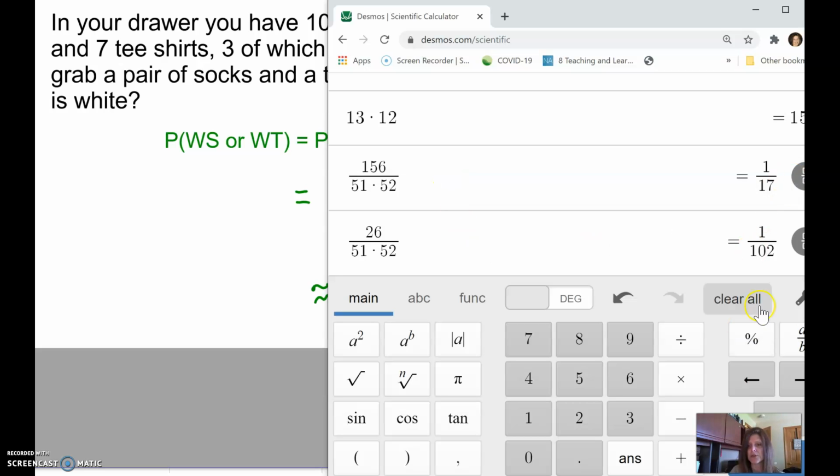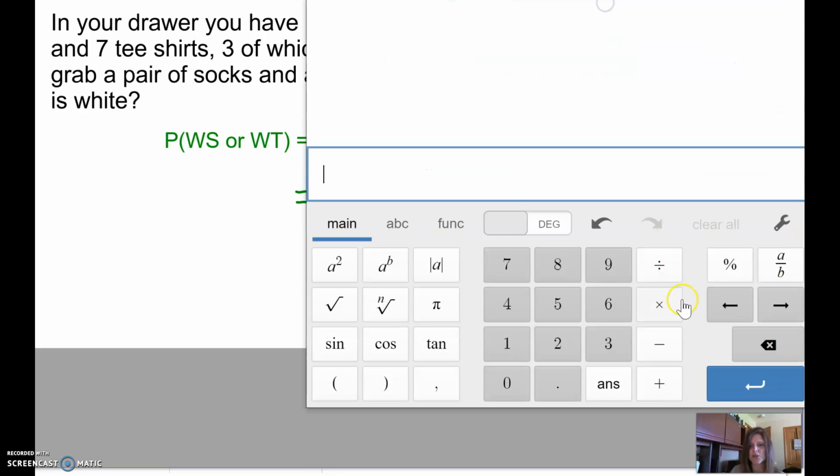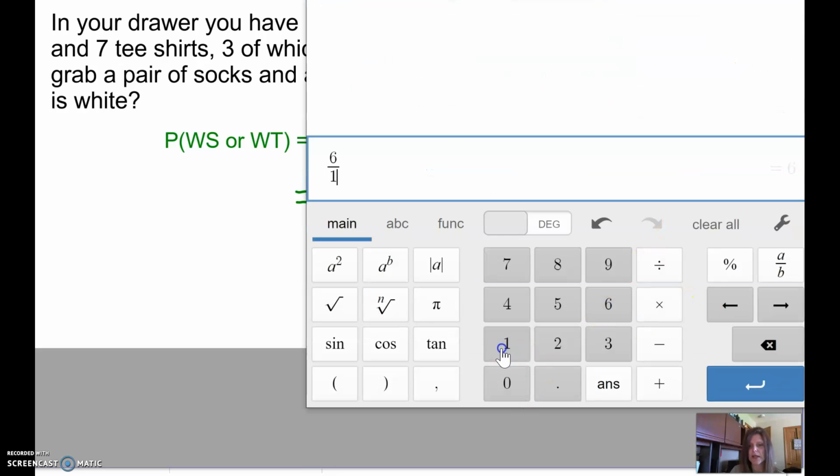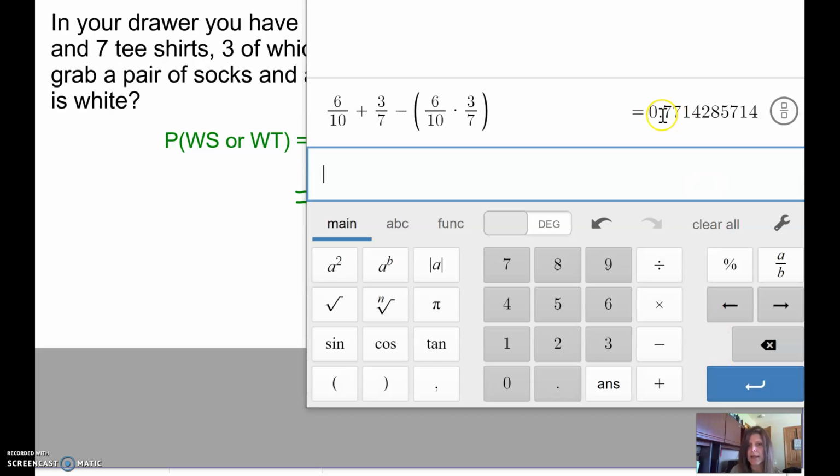Now let's go ahead and grab that calculator here and I'm going to show you how I do it. Let me clear this all out and say, all right, so what am I doing? I'm going to do 6 divided by 10, and then we're going to add the 3 divided by 7, and then we're going to subtract, and I'm going to use my parentheses, the 6 divided by 10 multiplied by the 3 divided by 7. All right, so just like that, I don't have to do individual little steps. I'm going to put it all in the calculator at the same time, and then I'm going to hit enter, and I get my answer here.